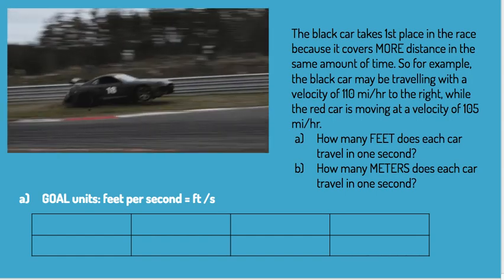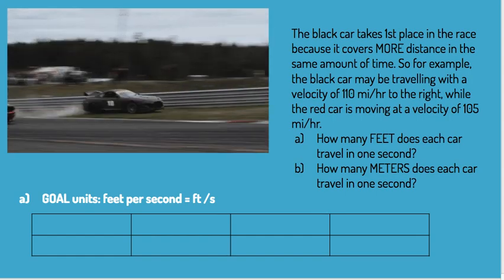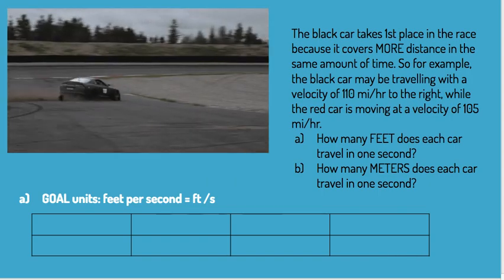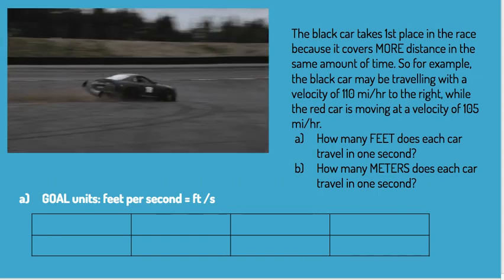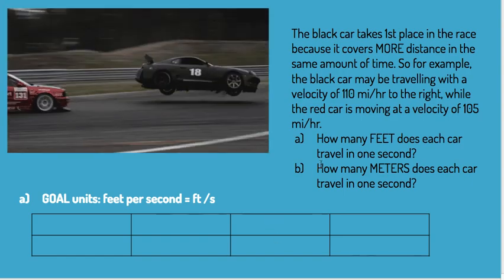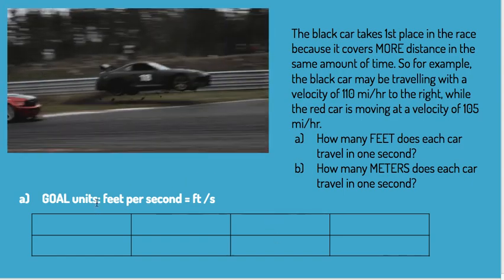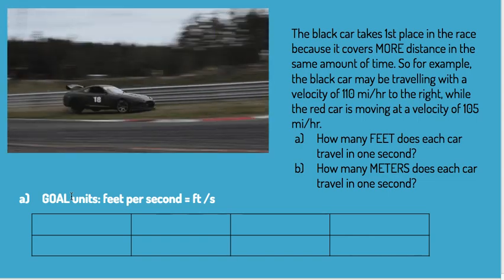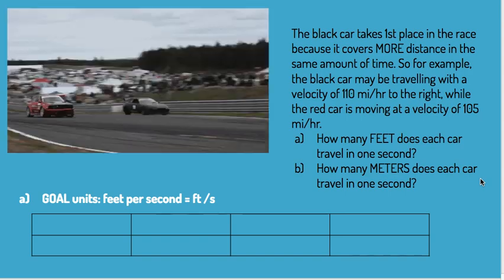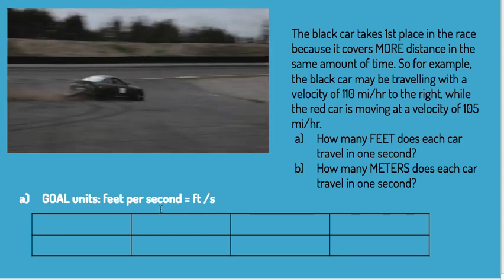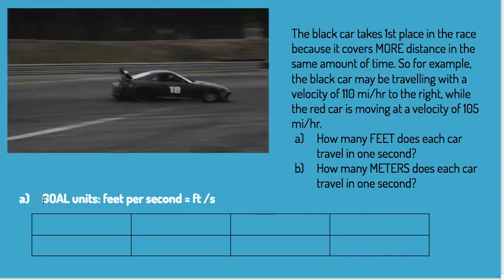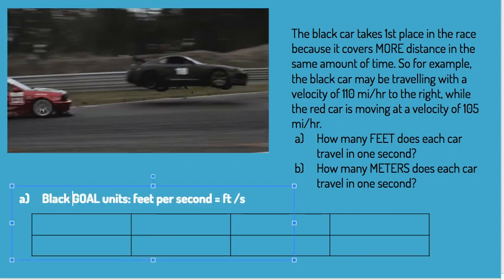So in any conversion, if you're given a value and you know it's not the SI unit, you want to stop, drop, and convert and figure out what your goal is. So the goal in this problem for part A is to figure out what units you want to get your value in. So if it's asking for how many feet each car travels in 1 second, our final units will be feet per second. And let's specify that we are doing this first conversion for the black car.